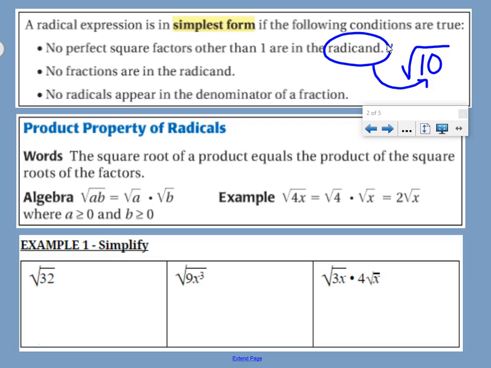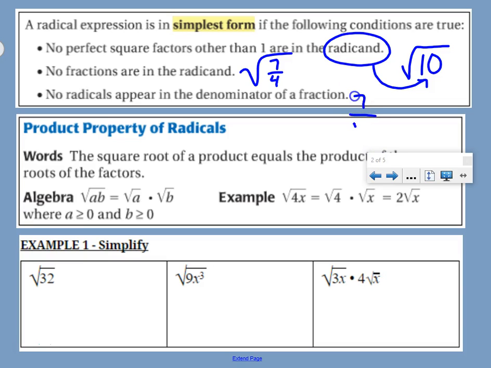No fractions are in the radicand. So we wouldn't want to have the square root of 7 over 4. And no radicals appear in the denominator of a fraction, so we could not have 7 over the square root of 4. That would not be in the simplest form. All right.